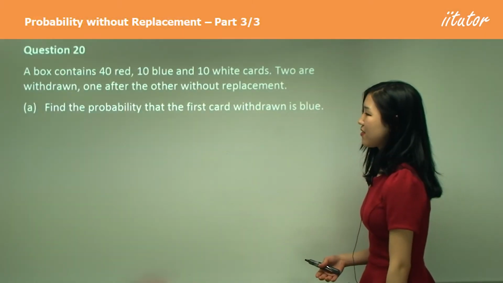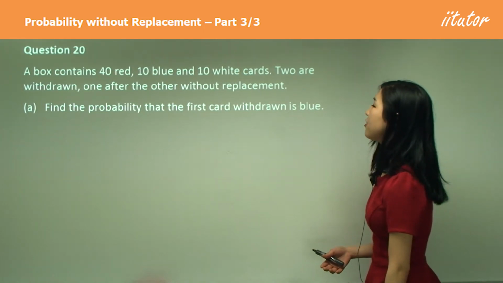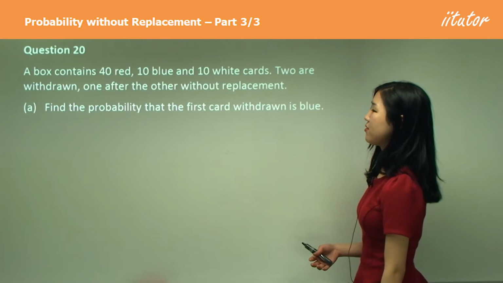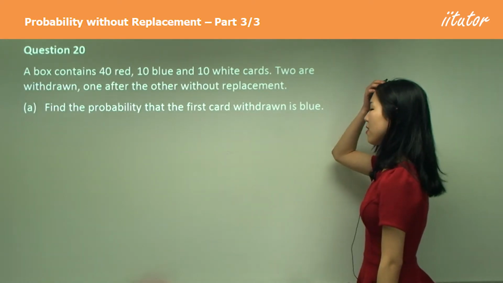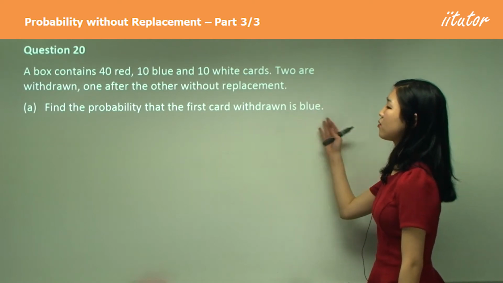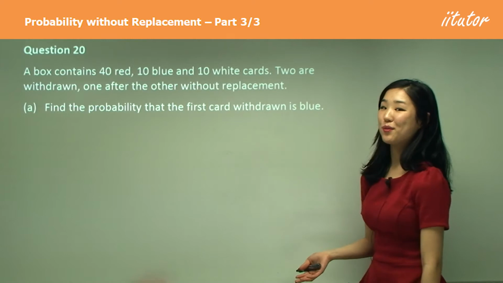A box contains 40 red, 10 blue and 10 white cards. 2 are withdrawn, one after the other without a replacement, so there's no replacement here. Find the probability that the first card withdrawn is blue.